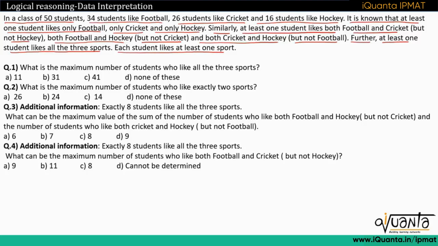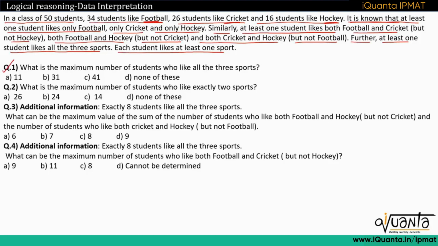So all these statements that have been given to us, basically these are telling us what can be the possible values of all the regions in a Venn diagram. Now we have three games involved over here, which are football, cricket and hockey. So very clearly we'll be making a Venn diagram of three sets. Then the rest of the statements that have been given to us are telling us the possible values of a particular region.